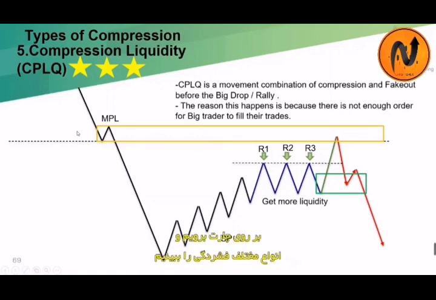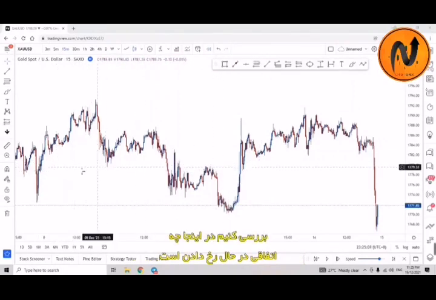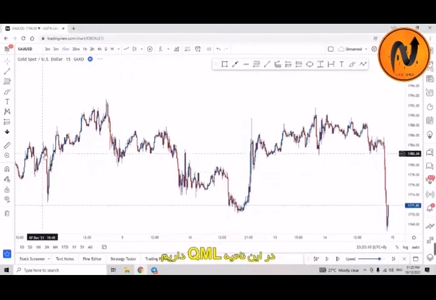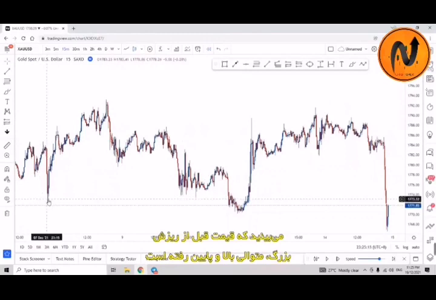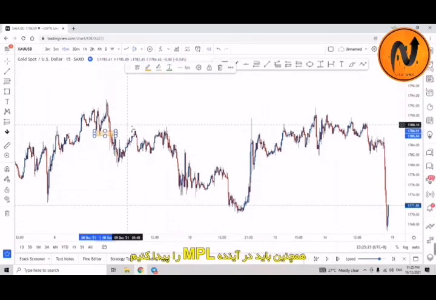Next we'll go into our chart and look at a different type of compression. Let's look at this example over here. We have an XAU USD 15 minutes chart. Let's dissect what is really happening over here. First of all, we have our QML at this area. You can see the price is moving up and down before the big down over here. So it broke the previous low.